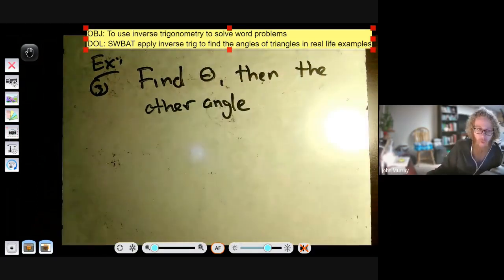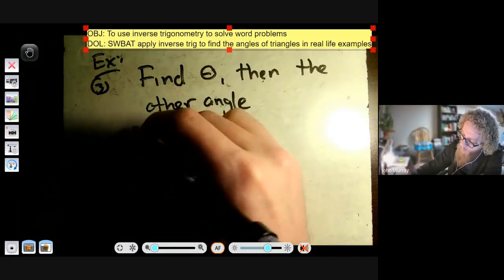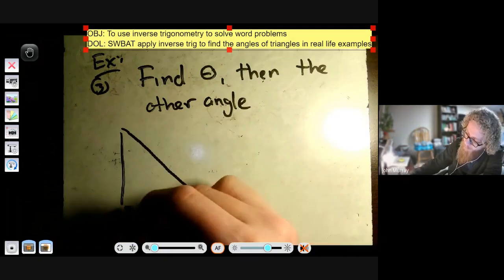All right, we'll add an extra part to it this time. So we're going to find the theta, and then we're going to find the other angle.